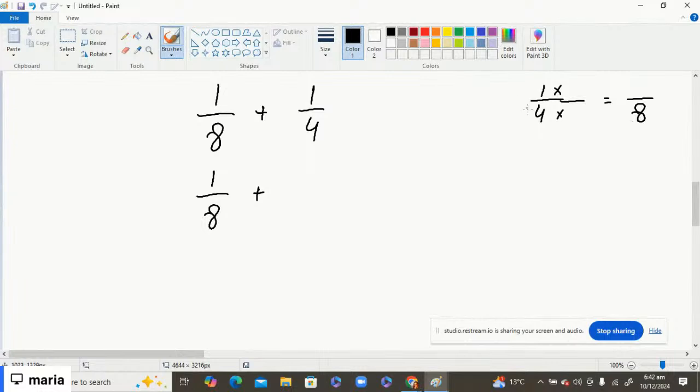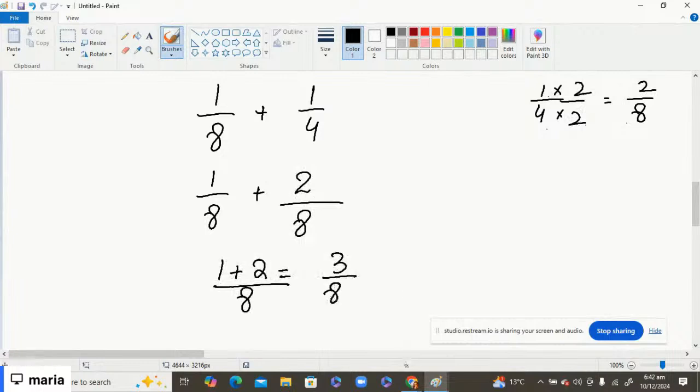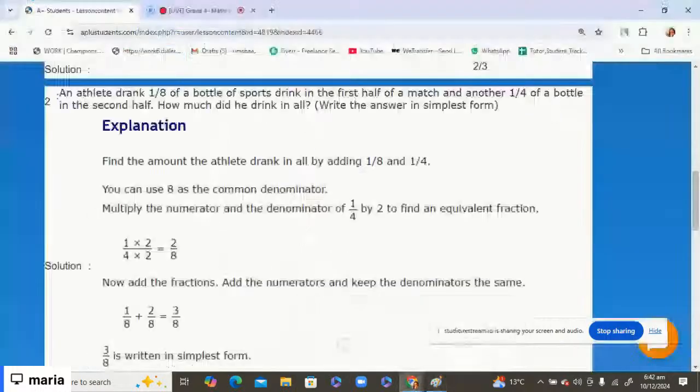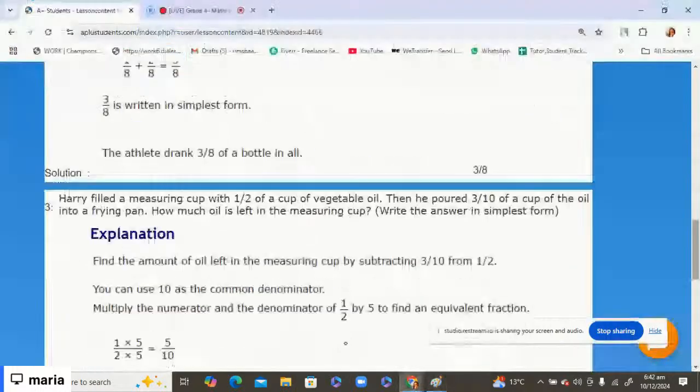It's 2. 2 times 1 is 2, 2 times 4 is 8. So in place of 1 by 4 we put 2 by 8. I'm just putting 8 here, adding only their top numbers. 1 plus 2 is 3 over 8, and that is our answer. Okay, that's it. Hope you guys understand this lesson.